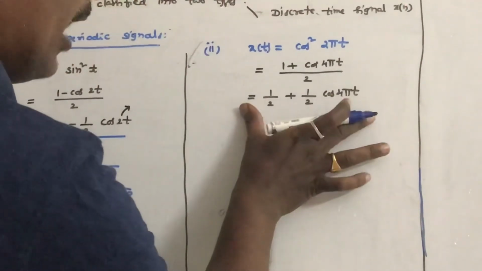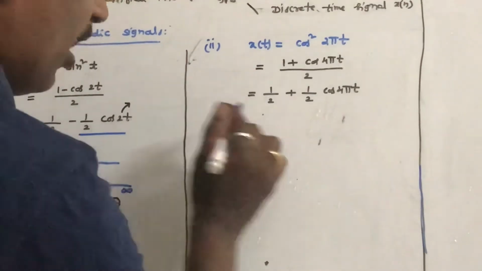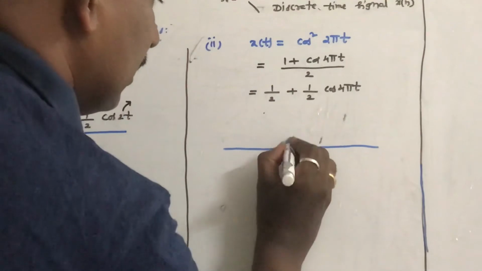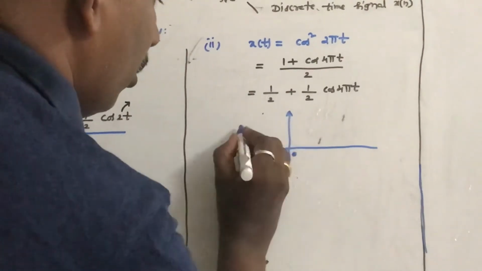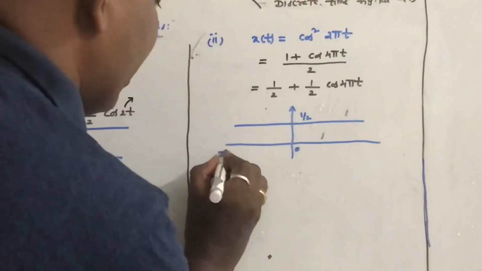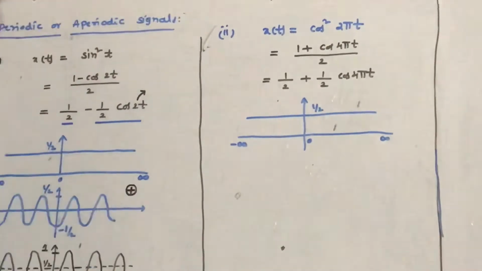This addition will lead to a periodic signal, which we have seen. Just again I am drawing it for understanding purposes. Say this is 0, so draw a 1 by 2 line. This is the 1 by 2 line, which extends from minus infinity to plus infinity.